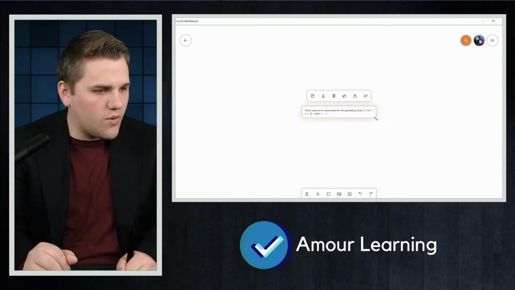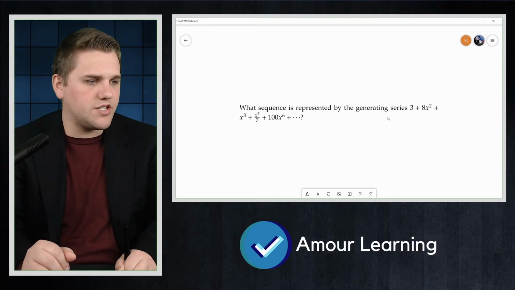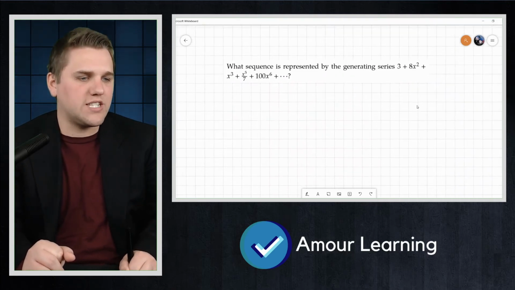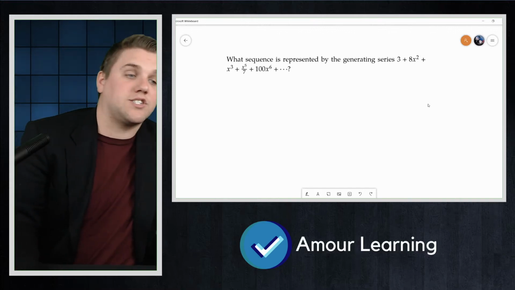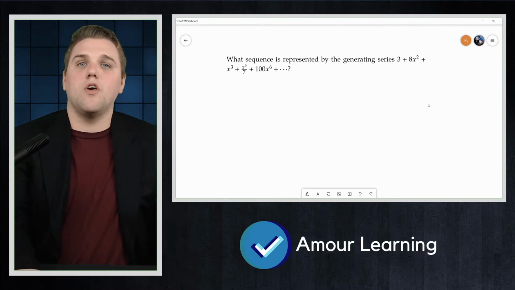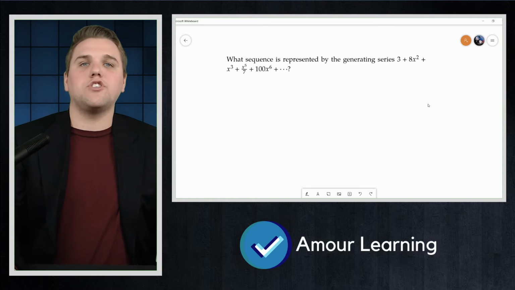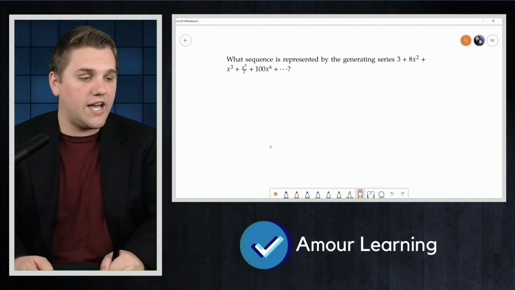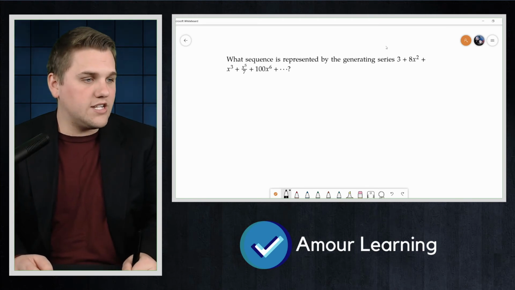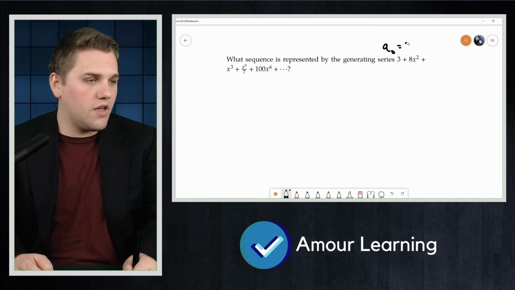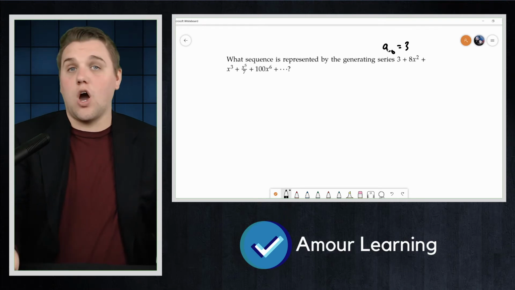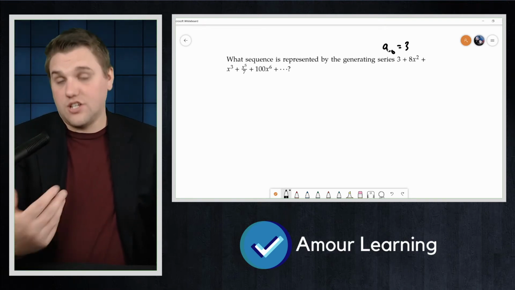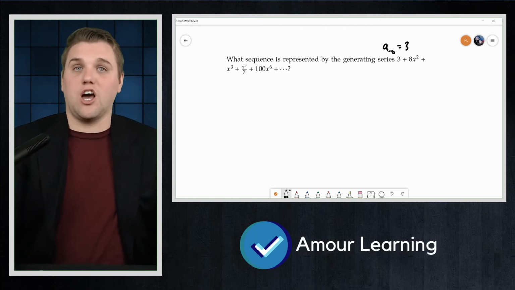Let's put this together. What sequence is represented by the generating series 3 plus 8x squared plus x cubed plus x to the 5th over 7 plus 100x to the 6th, and so on? We just read off the coefficients of each x to the n term. So in this case, we know that a0 equals 3, since the coefficient of x to the 0 is 3. X to the 0, by the way, is 1, so this is just the constant term.